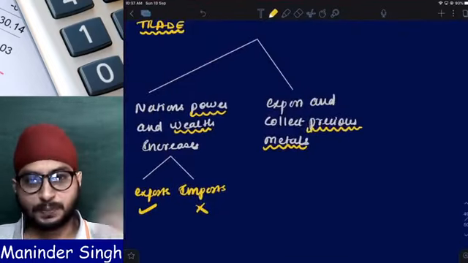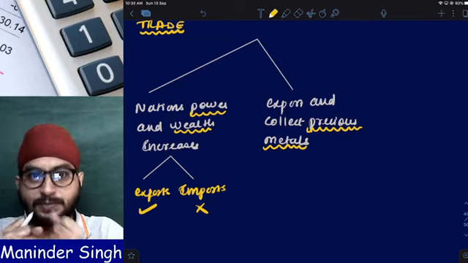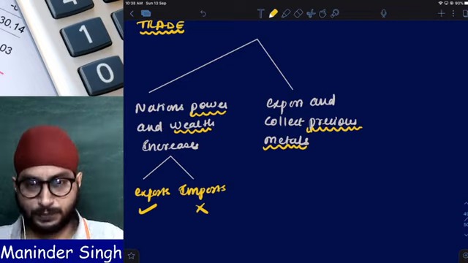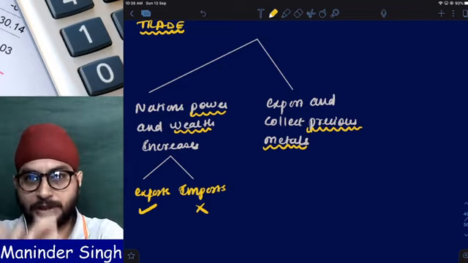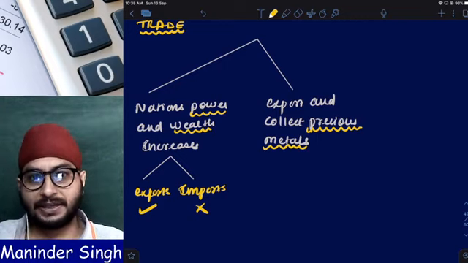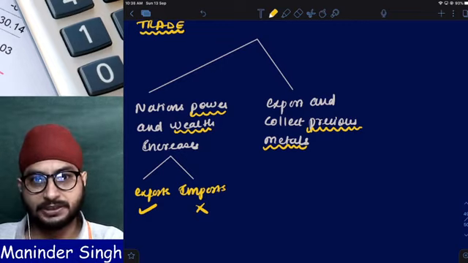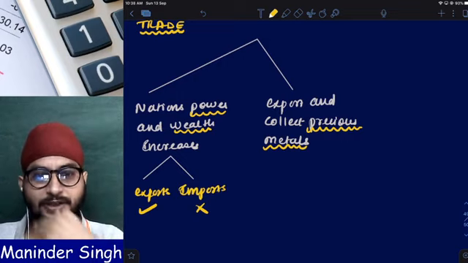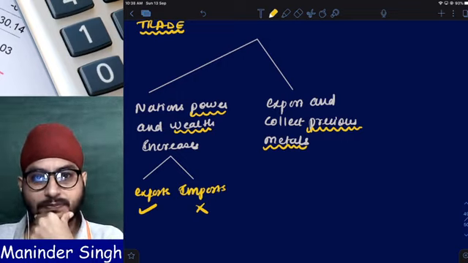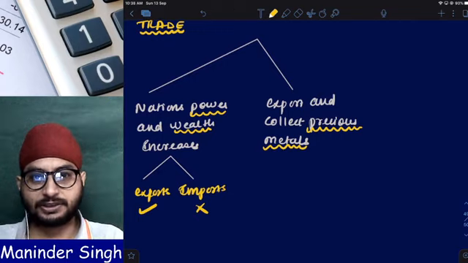Now tell. I am exporting goods to you, I am not importing anything, and all your precious metals, whatever you have, I am collecting from you and keeping in my country. Now tell me, will my country be at 100% advantage? Your country will be at 100% disadvantage. Simple. I am at a complete advantage, you are at a complete disadvantage.